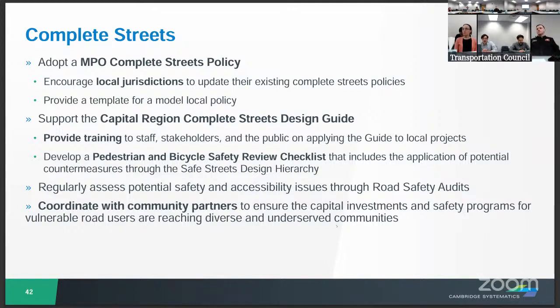Within this design guide, working on training and developing review checklists as a guidance document, supporting countermeasures through the FHWA Safe Streets Design Hierarchy. Continuing to support road safety audits, things that we're doing right now, and then coordinating with community partners. So a lot of these processes are just some of the things that will keep the Vision Zero effort going within each of these areas.